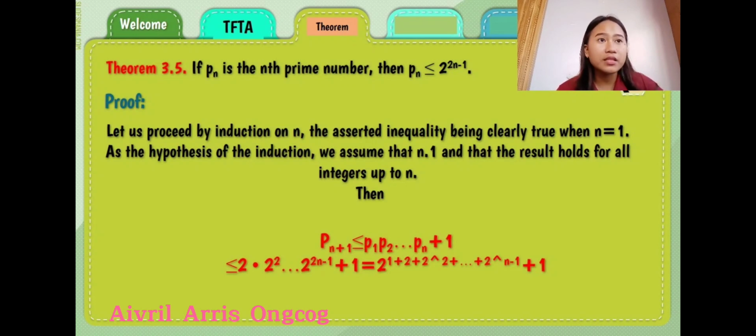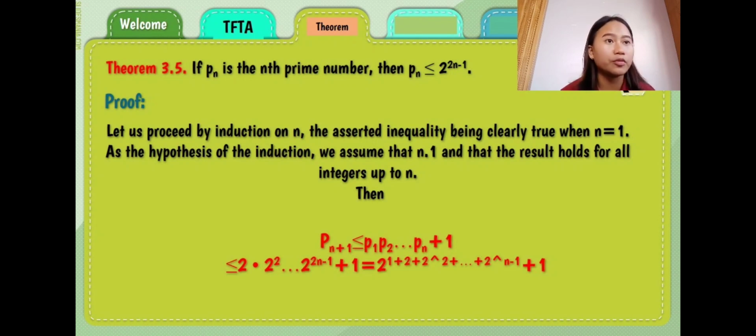And as the hypothesis of the induction, we assume that n is greater than 1 and that the result holds for all integers up to n, then we have P sub n plus 1 is less than or equal to P sub 1 plus P sub 1, P sub 2 until P sub n plus 1. And if we multiply 2 times 2 raised to the power of 2 until 2 raised to the power of 2n minus 1, then we have accumulated the 2 raised to the power of 1 plus 2 plus 2 raised to the power of 2 plus 2 raised to the power of n minus 1 plus 1.